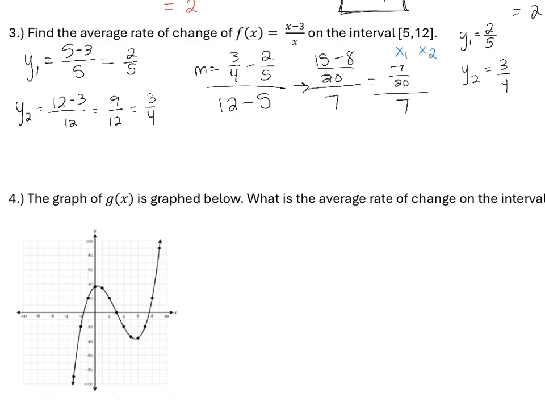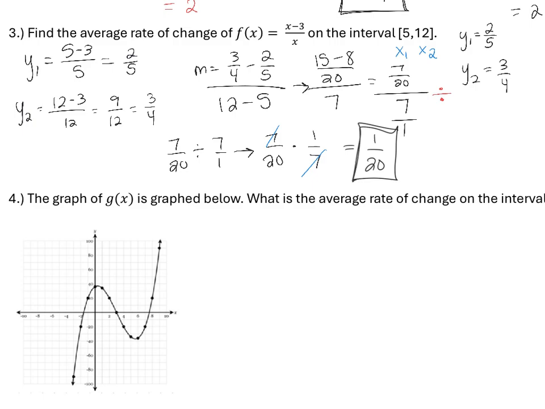You cannot leave what we call a complex fraction. You can't have a fraction within a fraction. But remember that this big fraction bar means divide. So what we can do here is take 7 over 20 divided by 7 over 1. And remember, when we are dividing fractions, we copy, dot, flip. And then we can cancel the 7s so that we get 1 over 20.